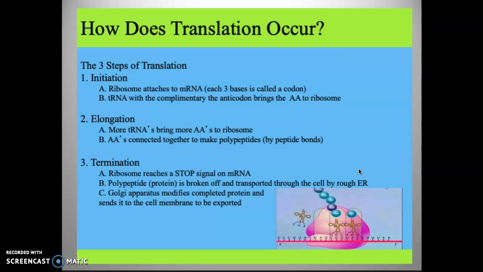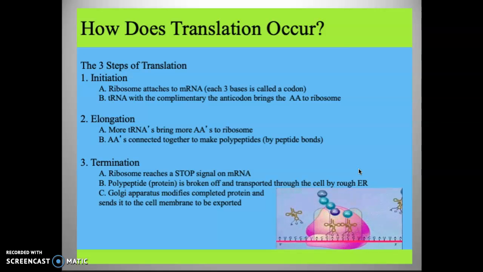I know it's a lot of vocabulary. The three bases on transfer RNA are called anticodons. But look, transfer RNA doesn't just carry anticodons. It is also carrying that little bluish green sphere on the top of it. That's an amino acid. Anywhere between thousands and tens of thousands of these amino acids connected together will actually make a protein.